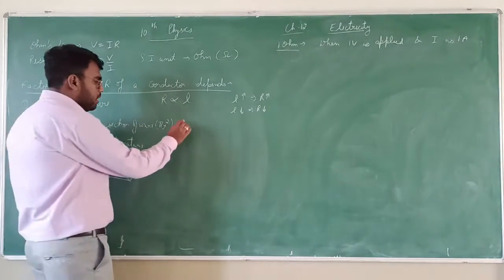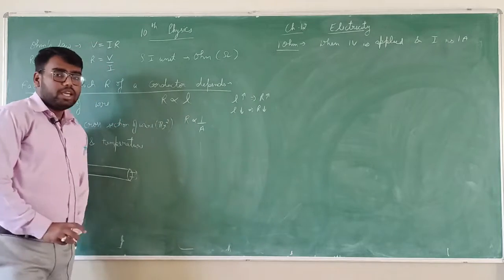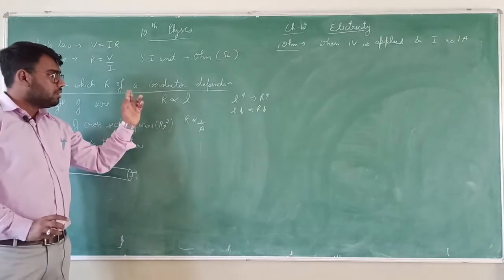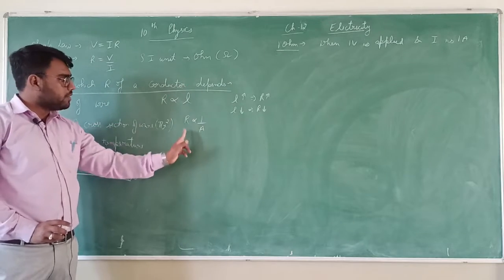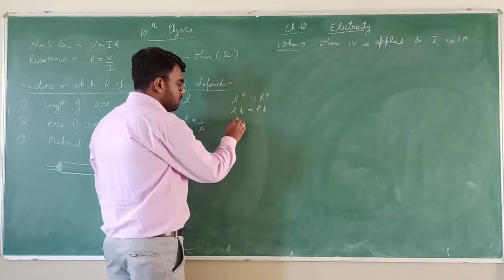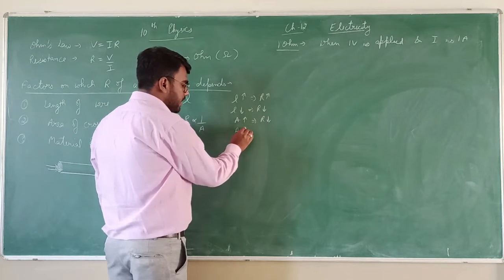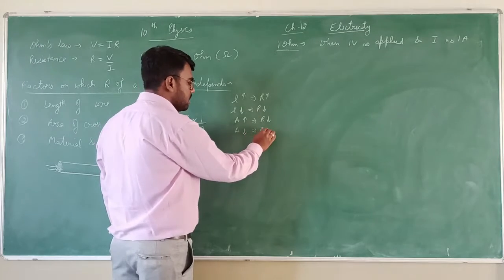It depends on the area of cross section inversely. Resistance is directly proportional to length and inversely proportional to area of cross section. That means if area is more, then resistance is less, and if area is less, then resistance is more.